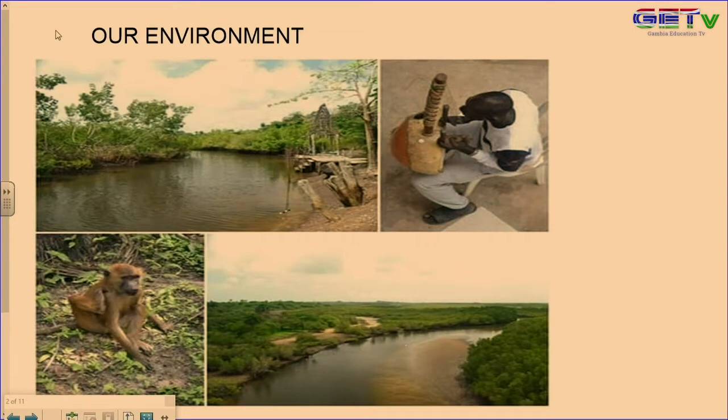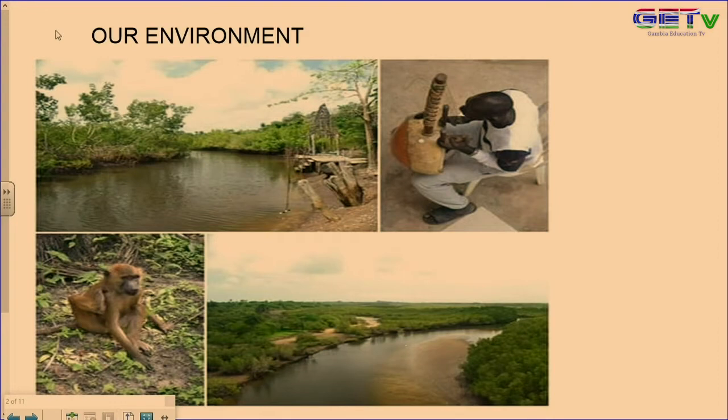Now, the trees or the plants are also very useful to man. The trees are used for furniture, which we are using in our classrooms, our tables and benches. The trees are also used for construction of our houses, roofing. They are also used for providing fuel wood, that is firewood or charcoal.